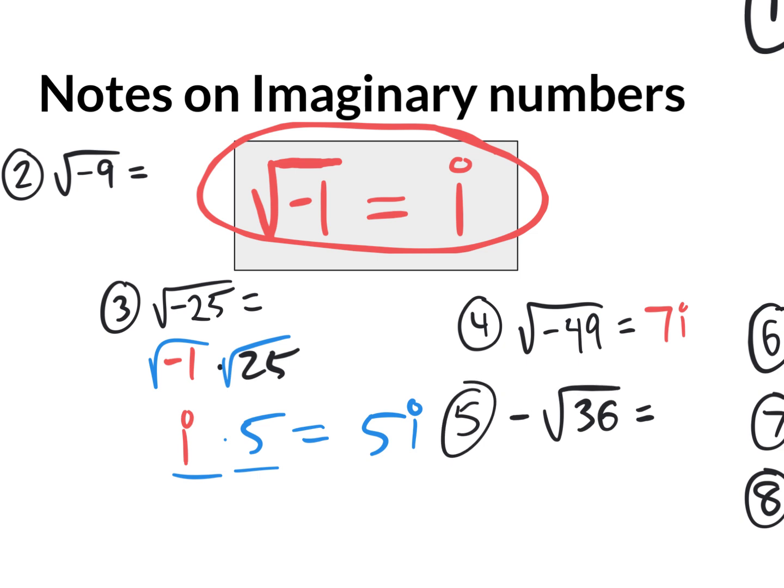How about this guy? It's a trick question. That is not 6i. That answer is simply negative 6. What? The square root of 36 is 6. What about the negative? Put it in the front. So it's just negative 6.